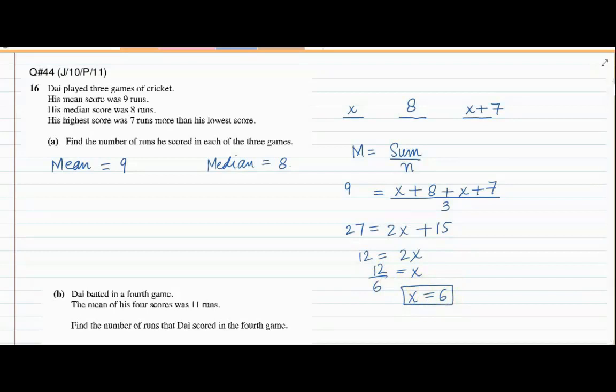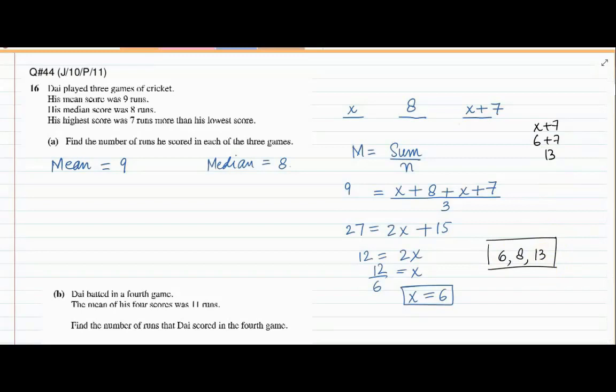Now if I need to write down the 3 game scores, the lowest one is 6, the middle one is 8 and the highest one will be X plus 7, right? X plus 7 means 6 plus 7, that means 13. So the highest score is 13. So that is the answer of the first part, right?